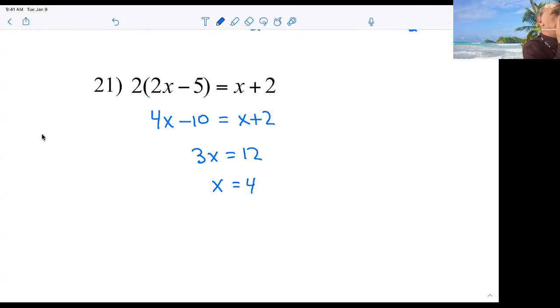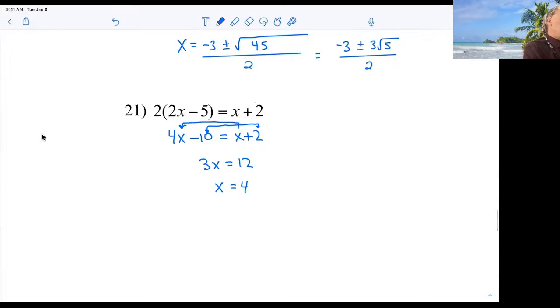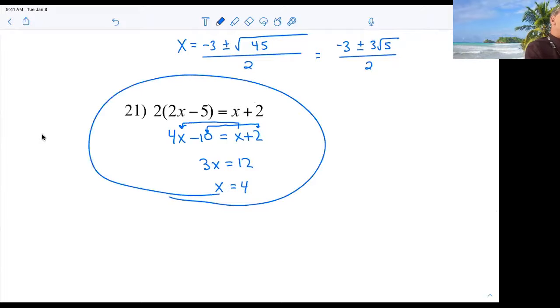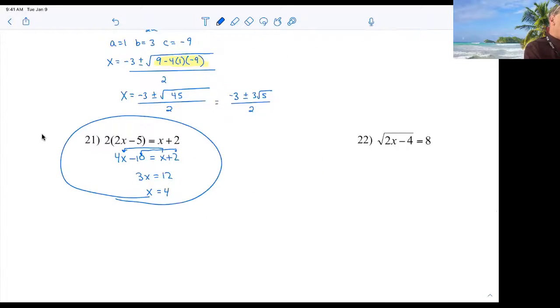That's what I'm hoping everybody can do. Move the x over. Move this over here and move this over here. Come on now. All right, you can't forget the basics. All right, here we go.